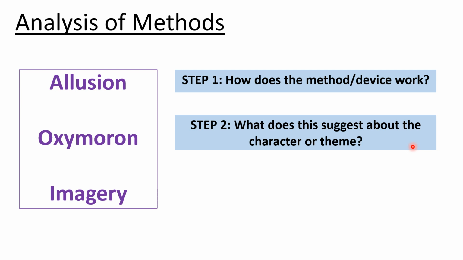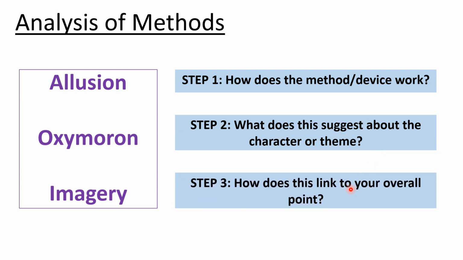Step 2, what does this suggest about the character or theme? Okay, so you said there's a metaphor that compares X to Y, but why is that used? What does it tell us about the particular character or theme that we are analysing? Step 3, how does this link to your overall point? Your paragraph always starts with an overall idea, so what is the significance of analysing this in relation to your point?